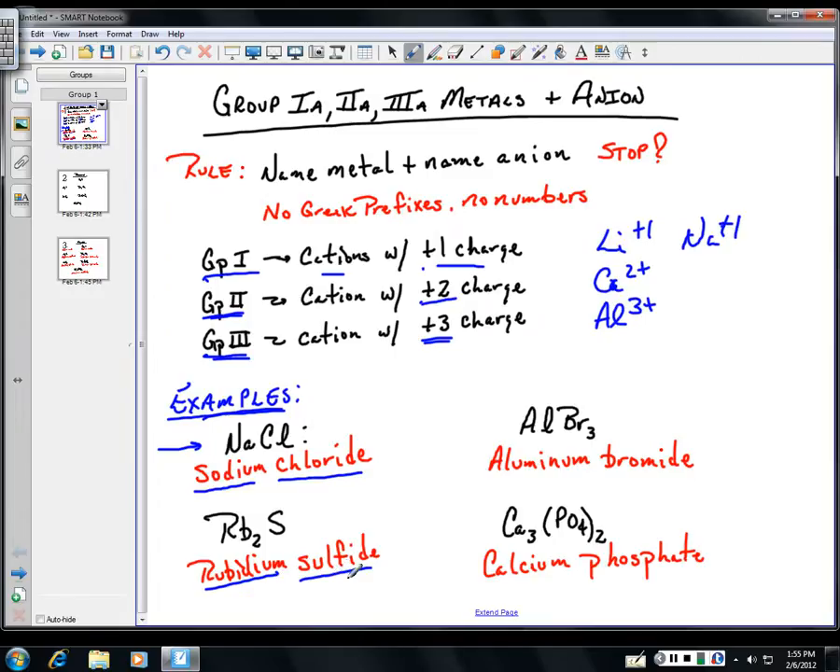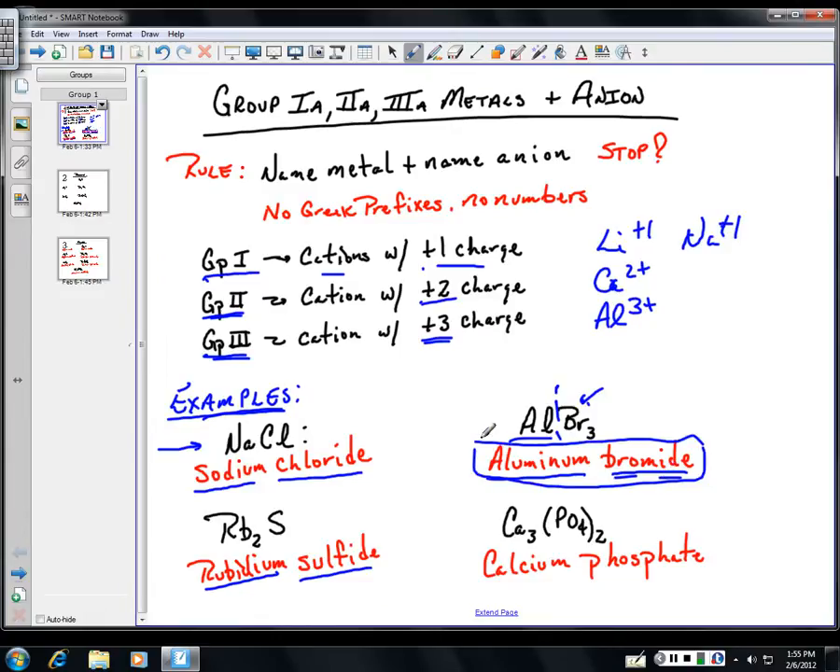How about AlBr3? Again, I look at the first element. Remember, we're just going to kind of break it apart right there. There's Al. That's a group 3 metal, so I'm going to name the metal as aluminum. I'm going to find the anion on my anion sheet and know that it's bromide, and I'm going to write that. I'm not going to worry about that there's 3 of them. We will learn how to rewrite that formula just looking at this name a little later.